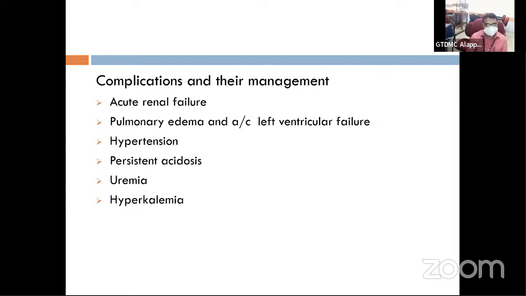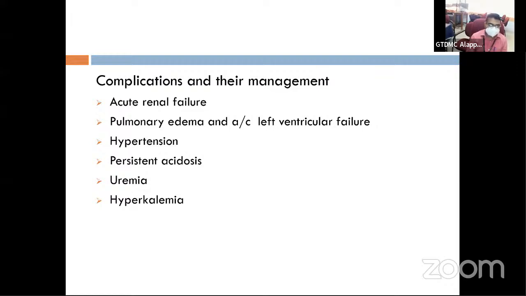If not responding to this fluid restriction, salt restriction and diuretics, then only antihypertensive medications are indicated. The common antihypertensive given in management of hypertension in PSGN is nifedipine. Nifedipine at a dose of 0.5 milligram per kg per dose, 6th hourly, is being given. That is the dose of nifedipine in hypertension management.